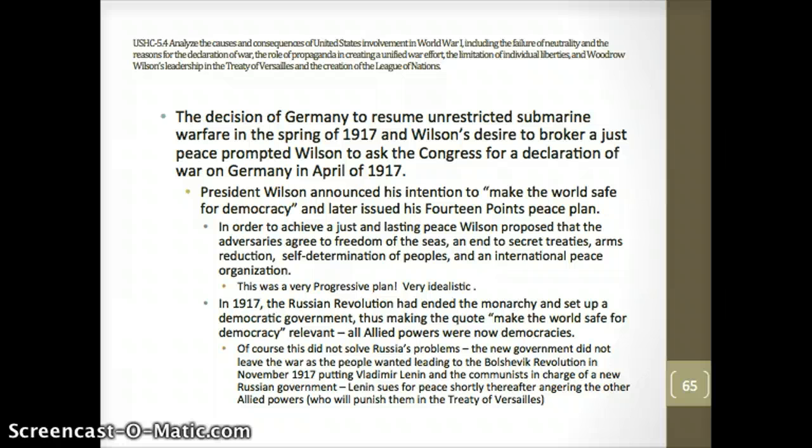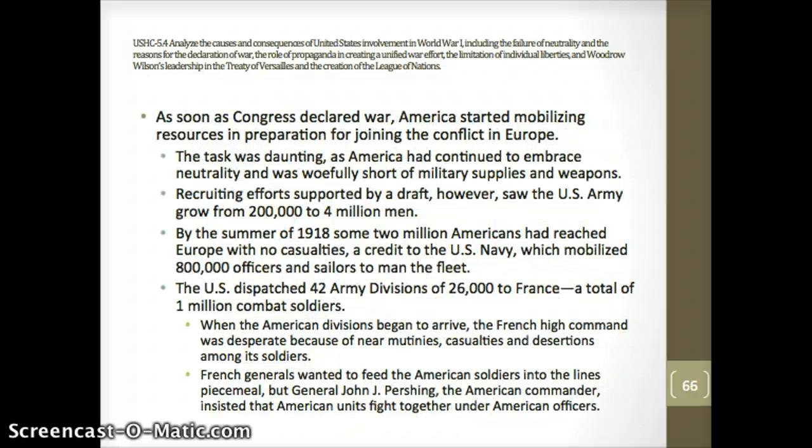And once the Russians drop out of the war, which Russia was a monarchy, then it truly is democracies versus non-democracies. And so that really helps Wilson's point a little bit. As soon as Congress declared war, America started mobilizing and sending soldiers over to go fight. This is a tough process because we go from peace and neutrality to fighting in the war, and we're short on military supplies, weapons, and people. They start a draft, and they get a lot of Americans to join the military.